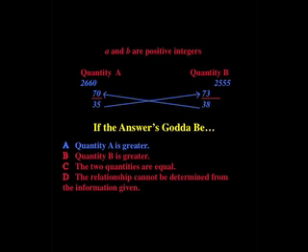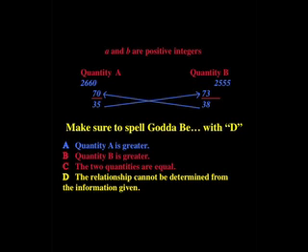So rather than stumble and mumble and try to find the exception that there has to be one, as soon as you say the answer's gotta be, make sure you spell the answer gotta be with a D. After all, they never said they were different numbers. You could have done 1 over 1, couldn't you?